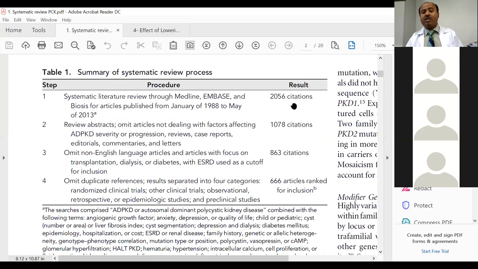So 2,056 citations, and so they reviewed everything until the time of publication, in 2013. Then they apply a scientific way, reviewing abstracts or excluding articles not dealing with factors, because sometimes when we read the abstracts, we assume that this is within the domain, and then when we go into details, we find it's nothing. And sometimes we have duplicates. So when they apply the process, at the end of the day, what do they have?